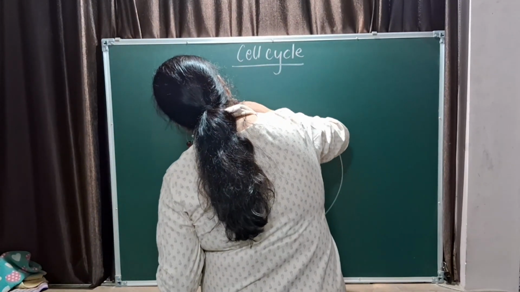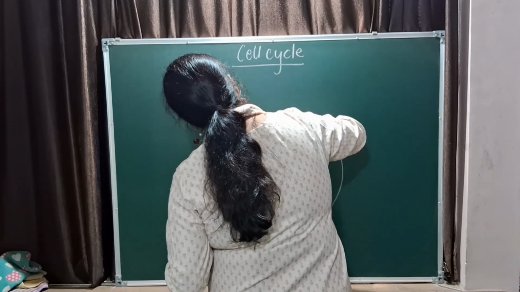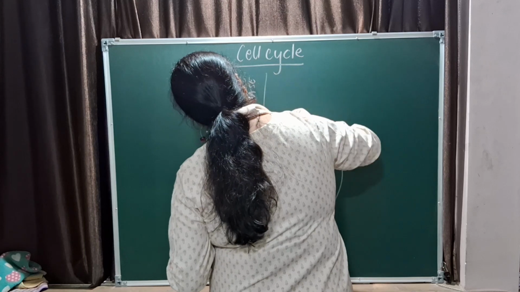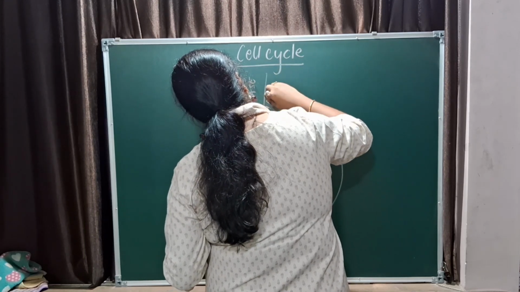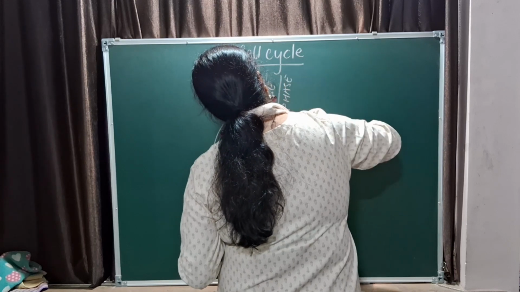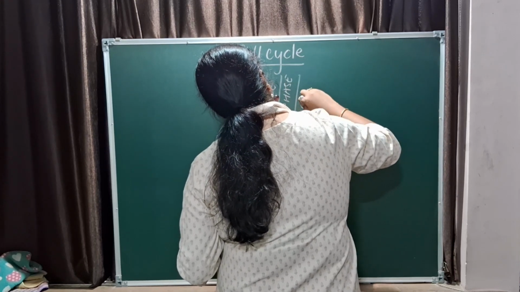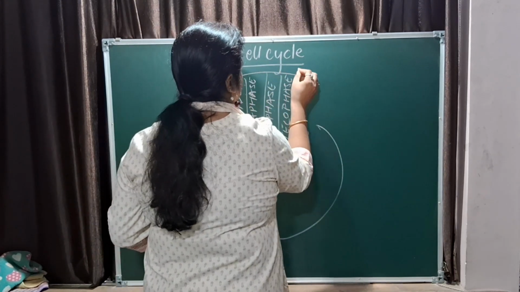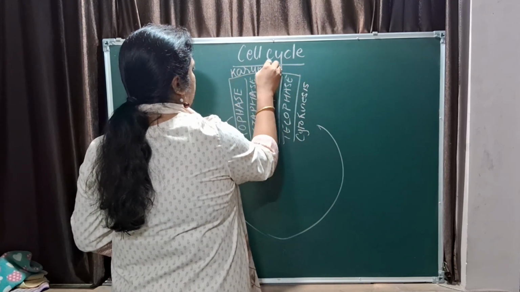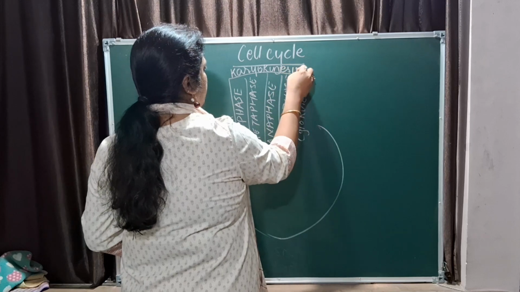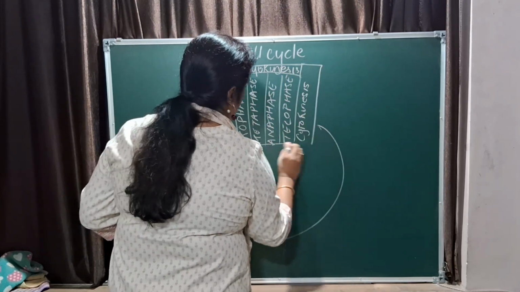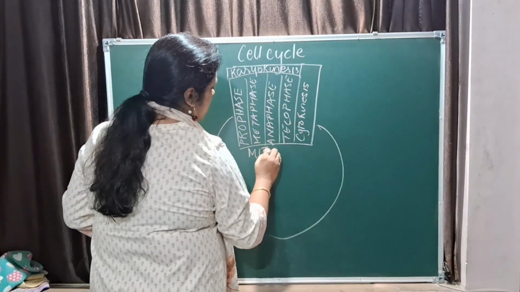What are the different phases? You remember PMAT, that is prophase, metaphase, anaphase, telophase. And after that you have cytokinesis. And what are these? These are karyokinesis. Okay. And what is this? Mitosis.